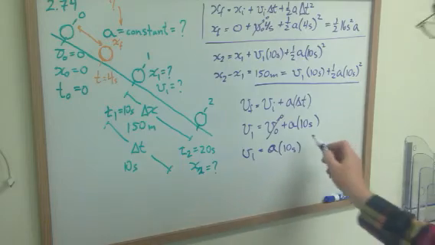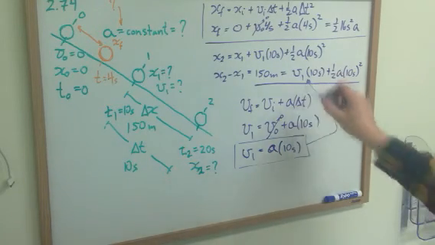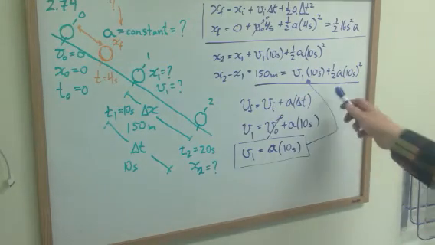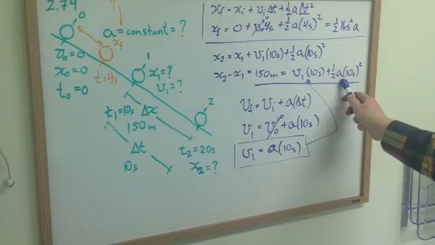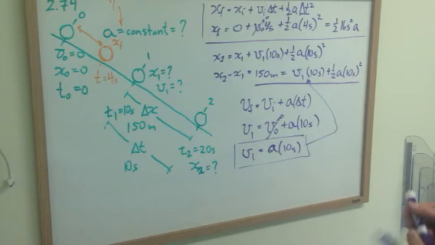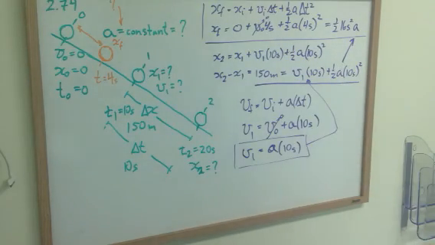So if I take this and substitute it in here for V1, I can solve this equation for A, because this is now all known. I can solve for A, put A in there, and solve for your position.